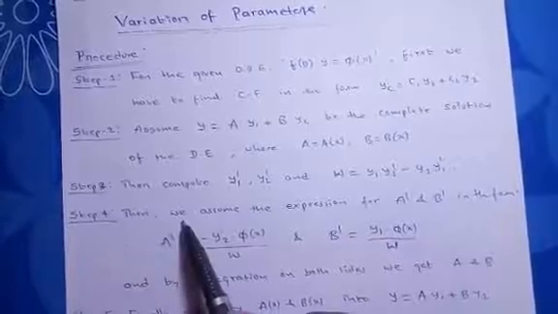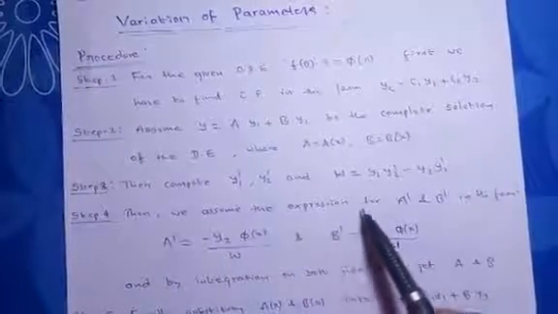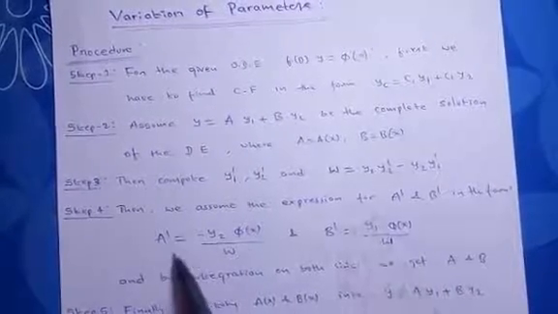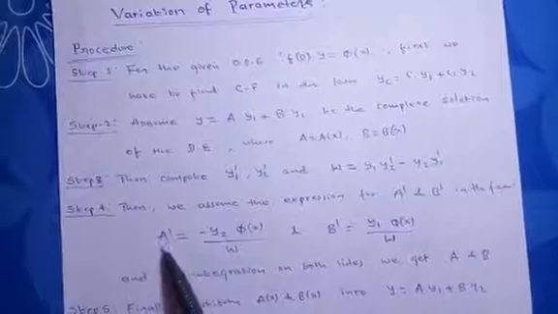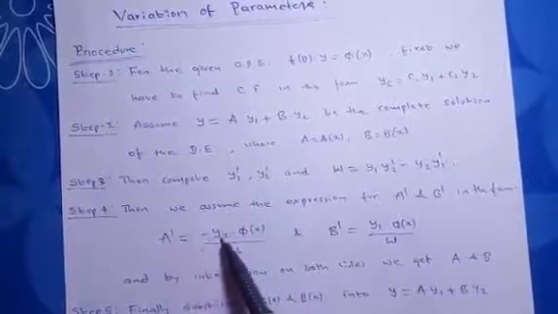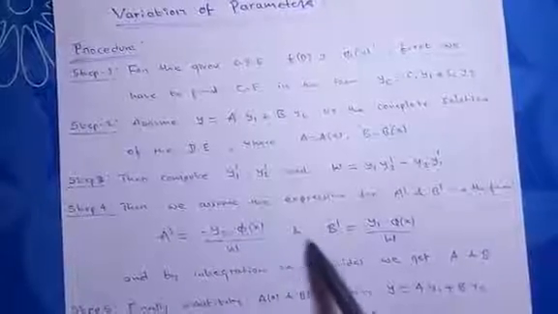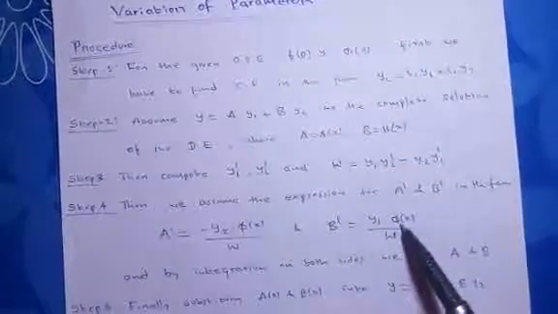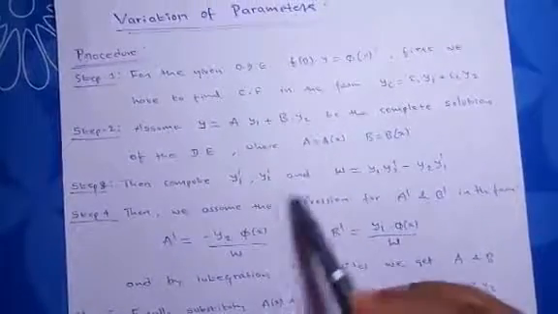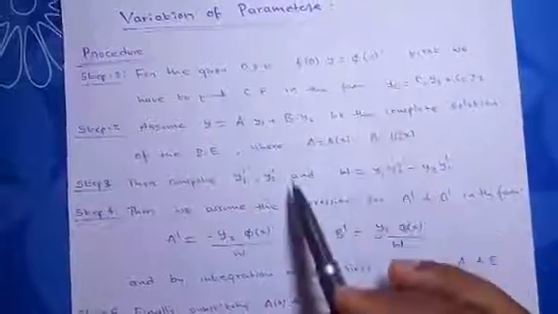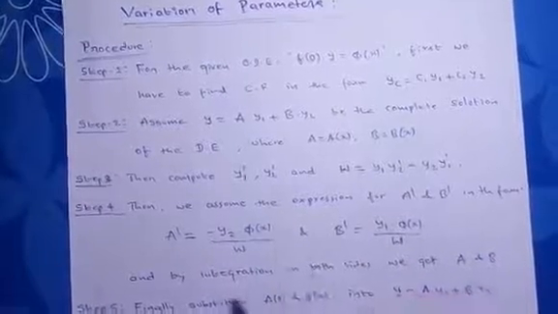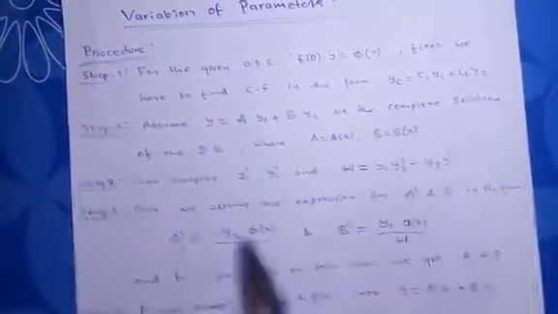Next, step 4. Then we assume these expressions for A dash and B dash in the form, look at it. These are the formulas given for A dash and B dash. A dash is given by minus y2 into phi of x by W. B dash equals y1 into phi of x by W. Here y2 is the function and phi of x is the RHS of the given differential equation. W is the Wronskian. Substitute into these two formulas, and by integration we get A and B.